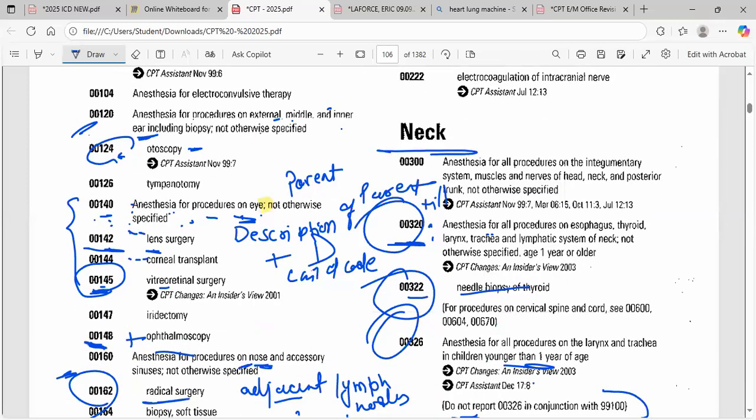Then we have neck. For neck, our code descriptions include the age of the patient also.